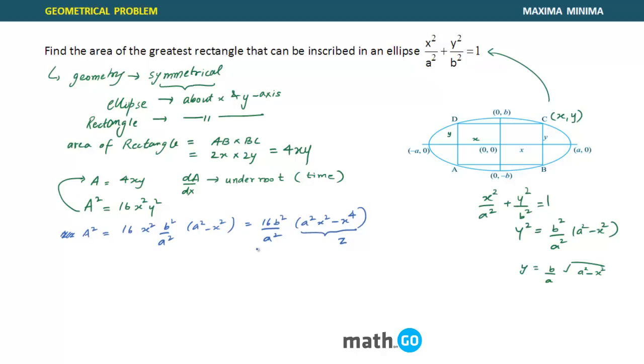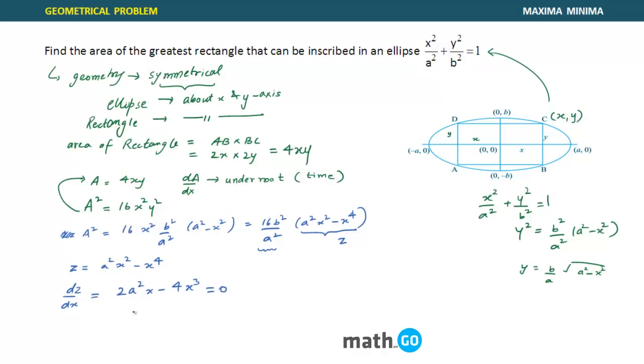Because this is a constant, the only parameter is this. So if I have to find the maximum, then the maximum should come from this particular quantity. Now let's differentiate this with respect to x to find the maximum. So what will it become? 2a square x minus 4x cube equal to 0.